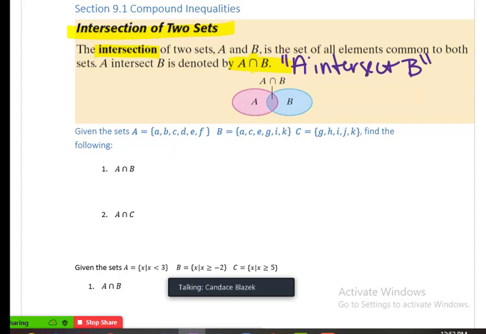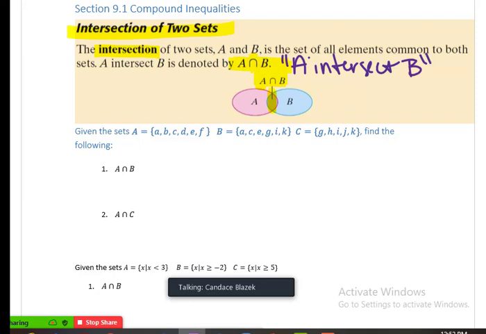Now, there is a little diagram in front of you. The pink circle with A in it represents all of the elements in A, the set of A. And the blue circle represents all of the elements of B. The symbol A intersect B is going to be the elements that overlap, the elements that are in both sets. So let's take a look at an example.